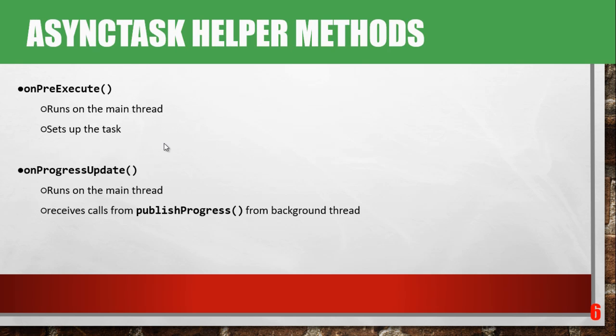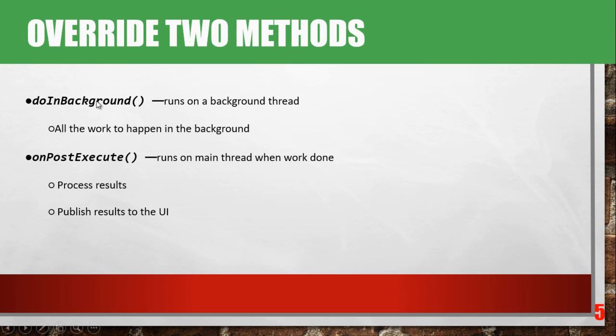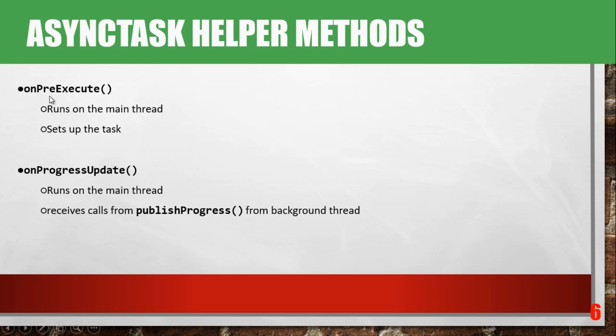Another two AsyncTask helper methods are onPreExecute and onProgressUpdate. The onPreExecute runs on the main thread and the onProgressUpdate also runs on the main thread. Before giving the task to the doInBackground method, you call onPreExecute to set up some things before giving it to the background thread.